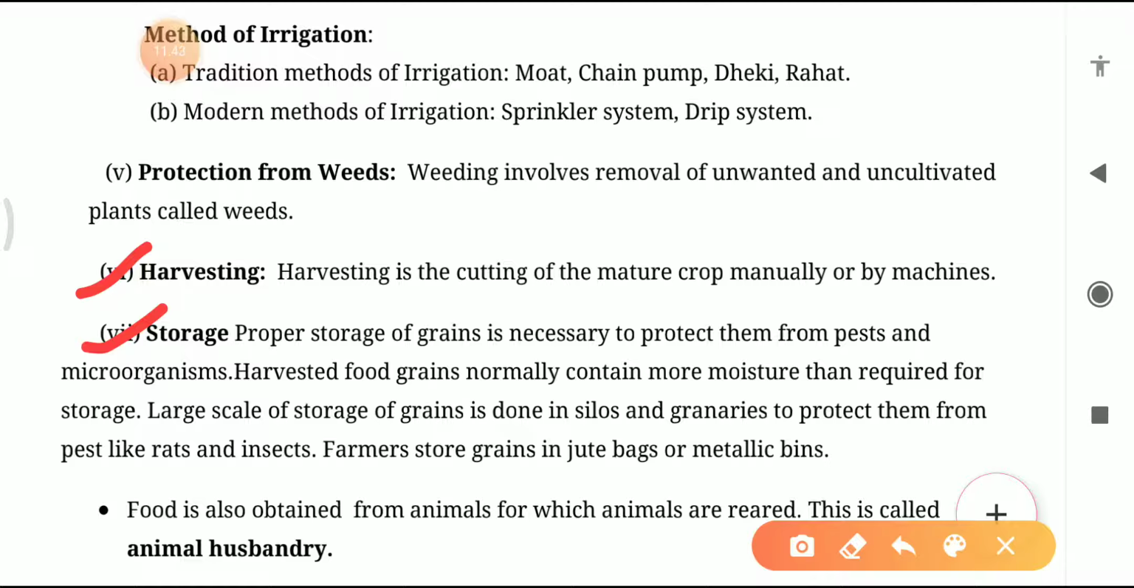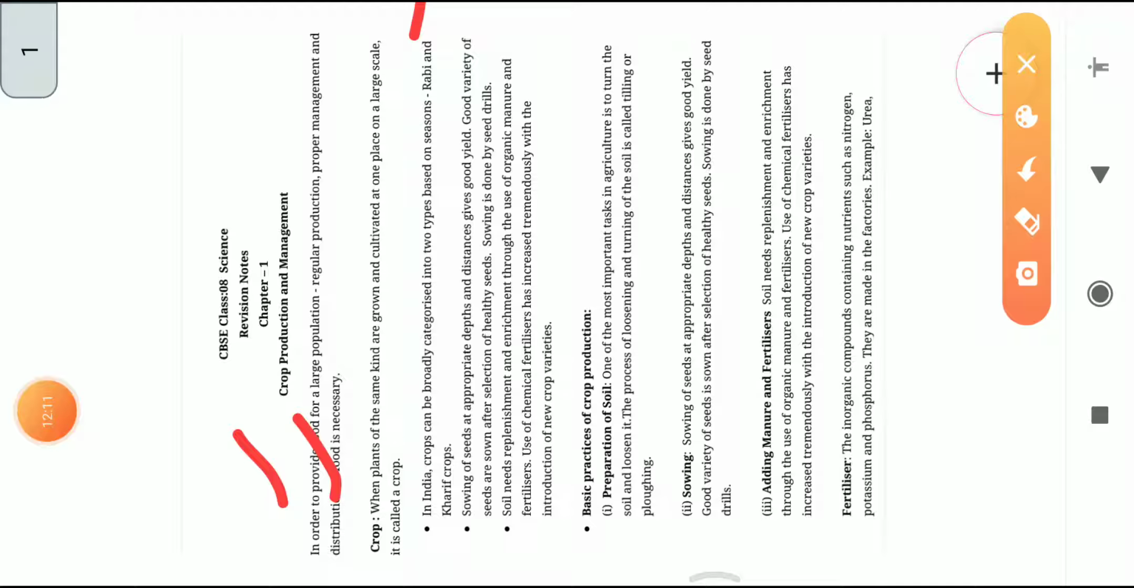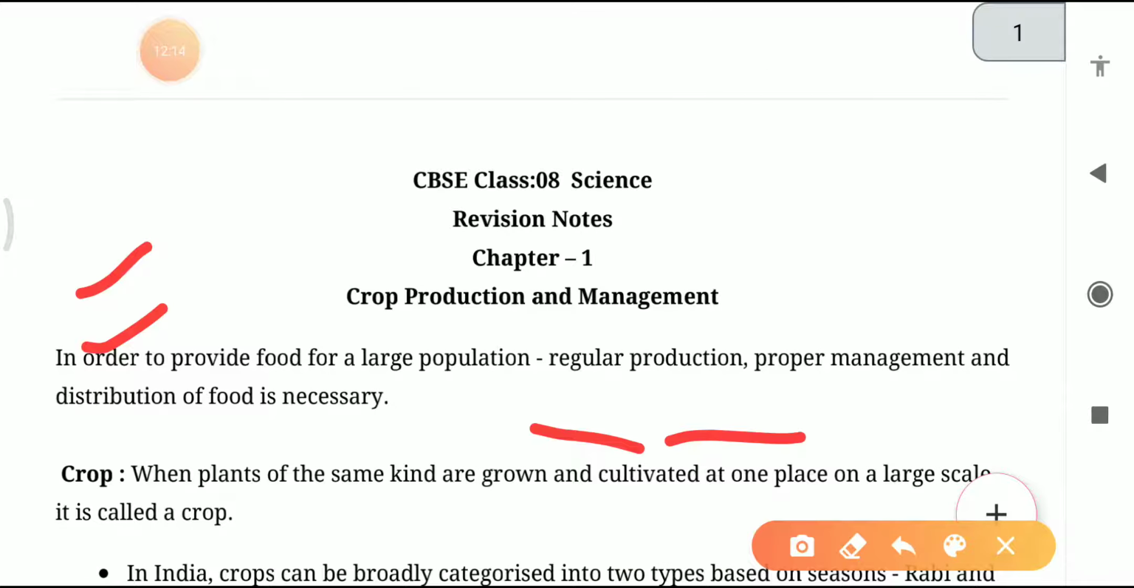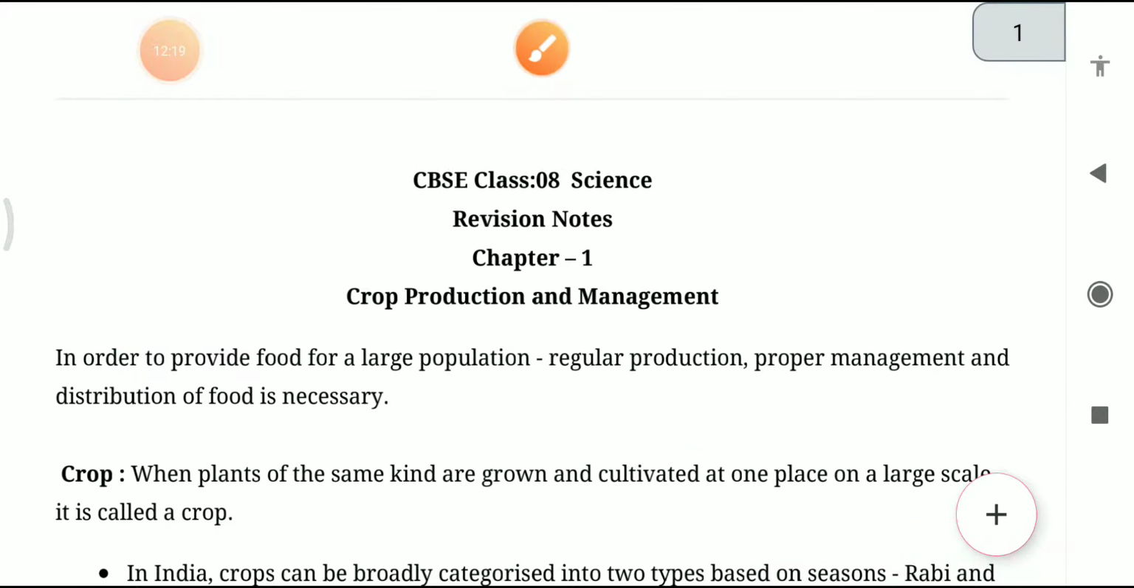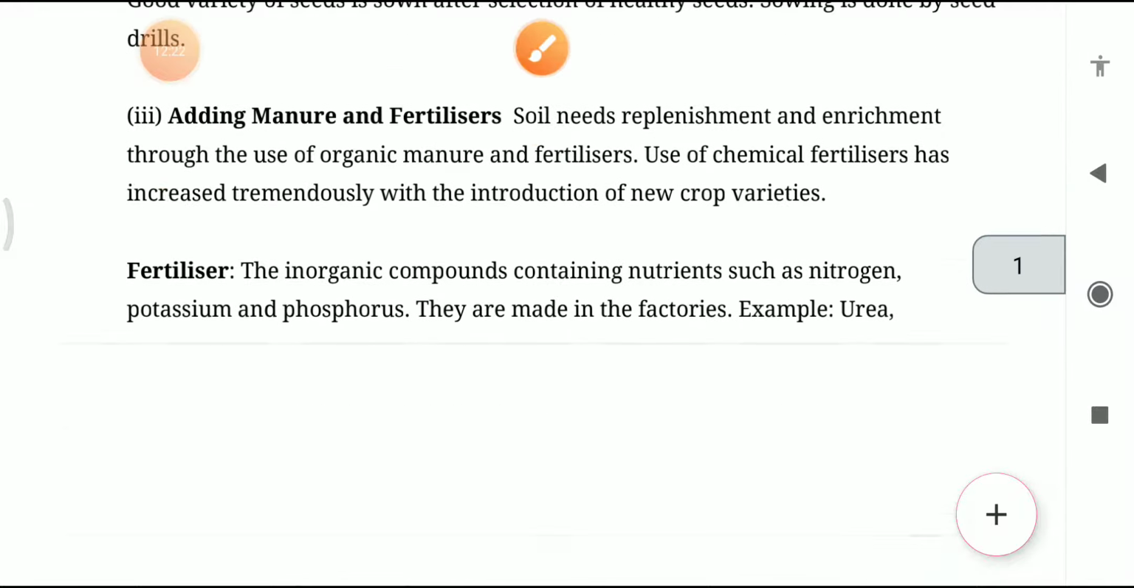Now students, you will see here, proper storage of grains is necessary to protect from pests and microorganisms. Harvested food grains normally contain more moisture than required for storage. Large-scale storage of grain is done in silos and granaries. We can use silos and granaries to protect from pests in the process of storage.